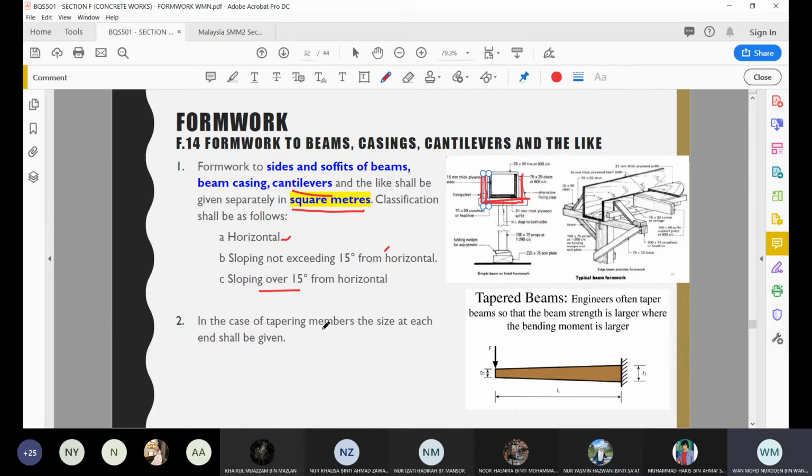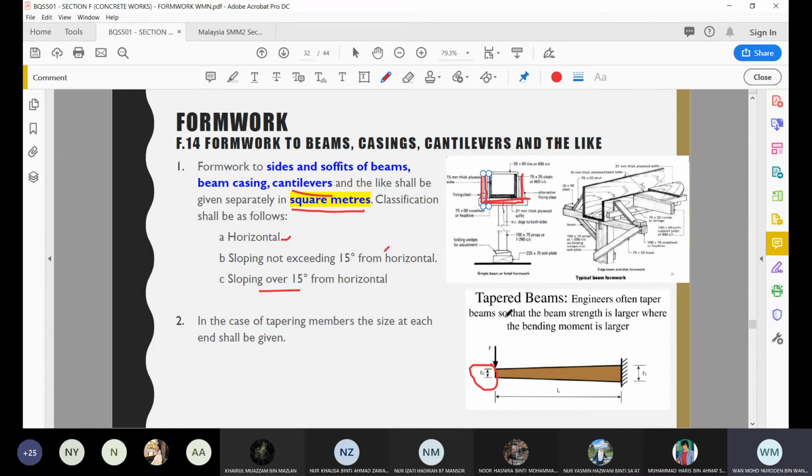Number 2, in the case of tapering members, the size at each end shall be given. Okay. Maksudnya apa? Tapering members. Tapering ni maksudnya kita ada different width ataupun different thickness of the beam itulah. Okay. Katakanlah kat sini dia buat macam this one is actually cantilever tapered beam lah. Dia bagi saya.